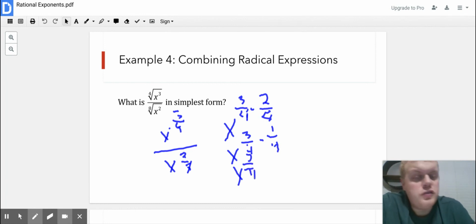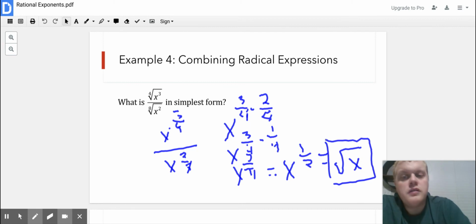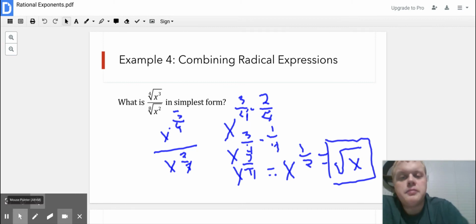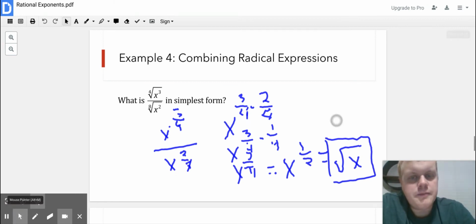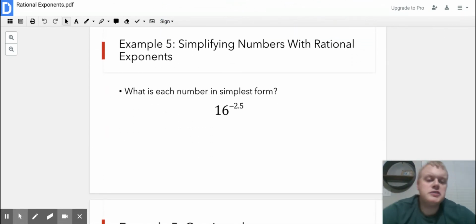2/4. And again, 2/4 reduces down to 1/2. All right, so then x to the 1/2 can be rewritten as the square root of x. So that is written in simplest form. Okay. All right, example 5, simplifying numbers with rational exponents here.